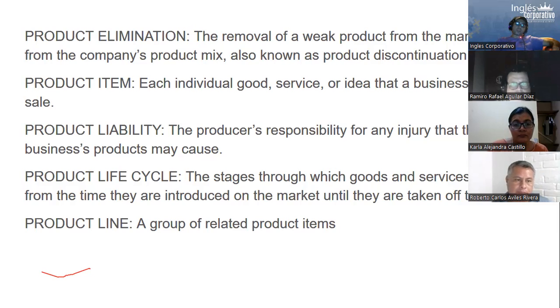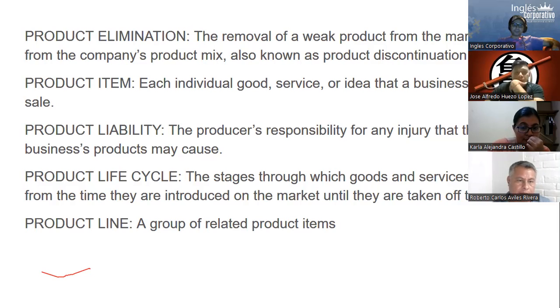Okay. Product item. Who wants to read that one? Me, teacher. Okay. Product item. Each individual good, service, or idea that a business offers for sale. That is it. So it's the different item, right? We have different items in the product. Remember that it's not the same item as the mix, right? In the mix, we have sub-products of the same products. And this one is totally different items. Very good.